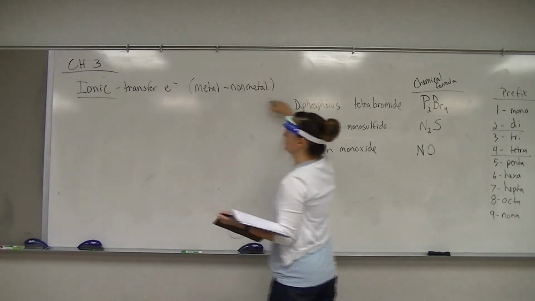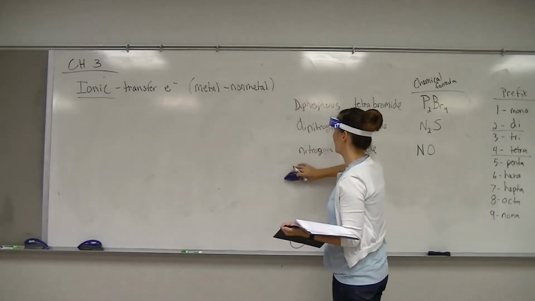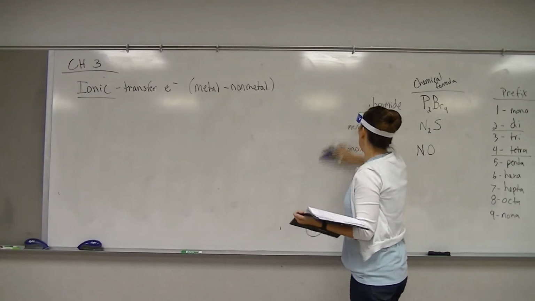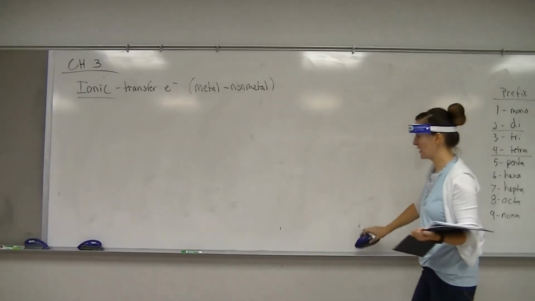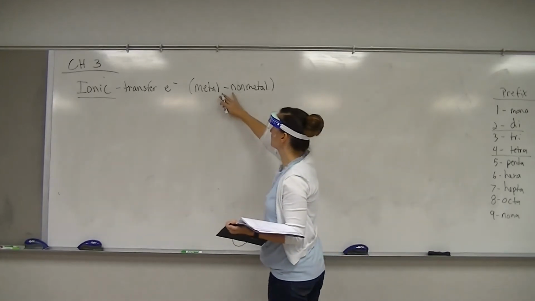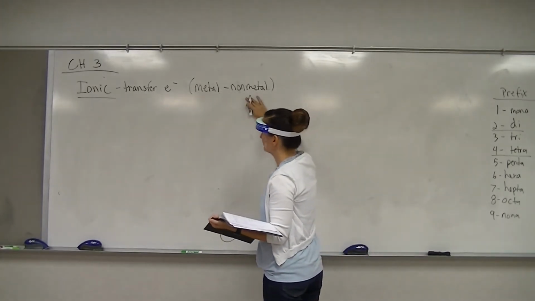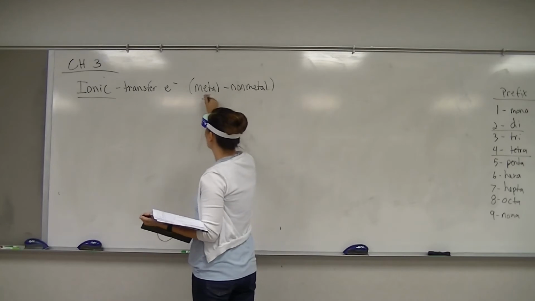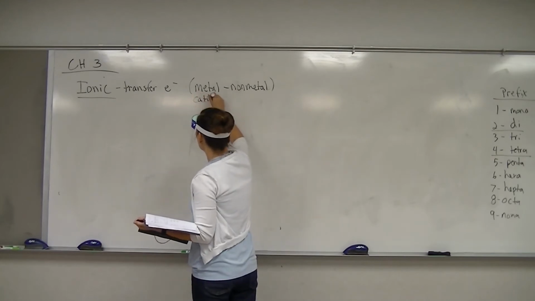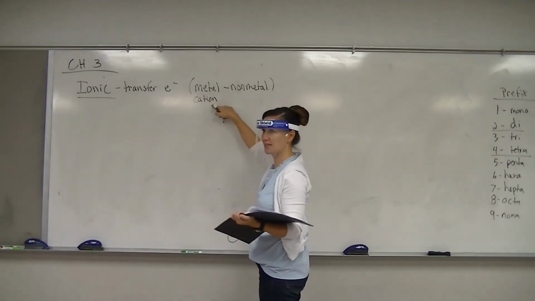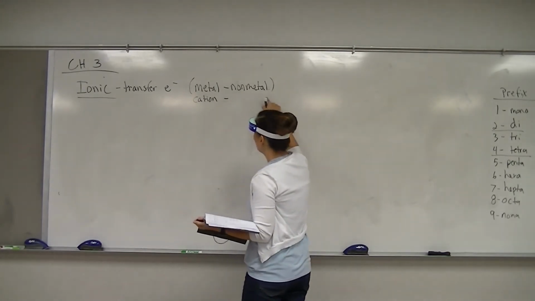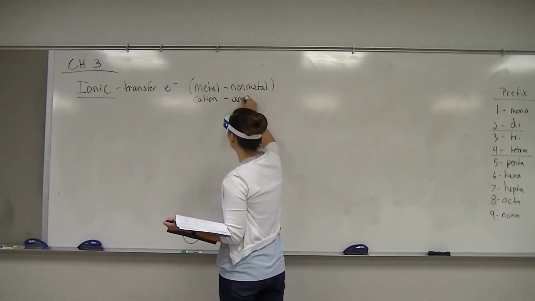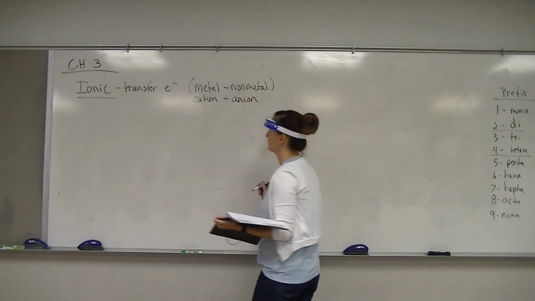Okay, there's other versions of ionic compounds. There's polyatomics, as well as some transition metal ones too. But we're going to start with just main group metals and nonmetals. So the metal portion is going to be the cation, the one that loses the electrons, that gets a positive charge. The nonmetal portion is going to gain the electron and become an anion.